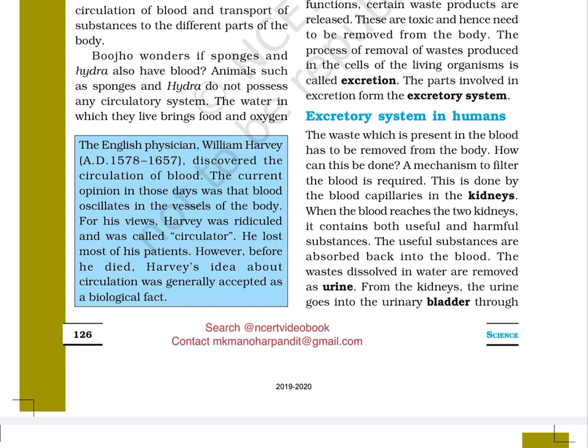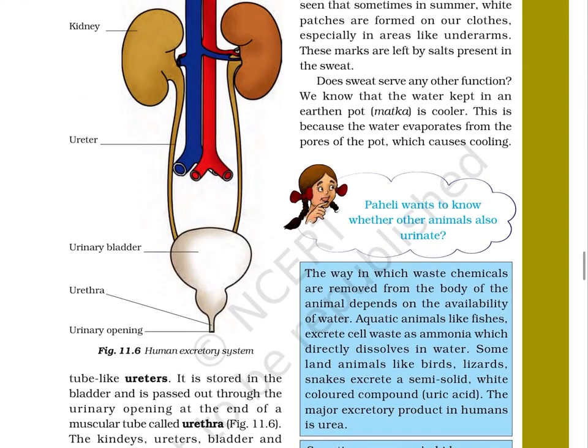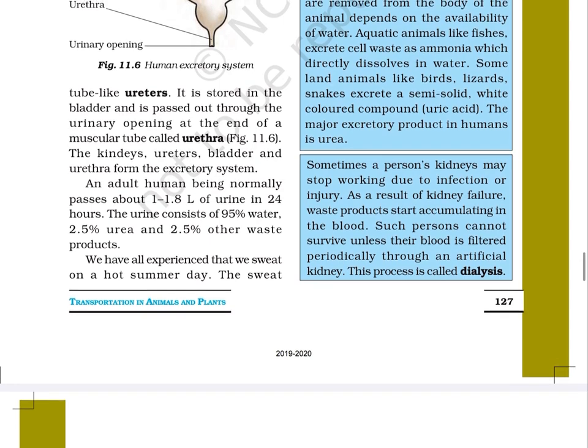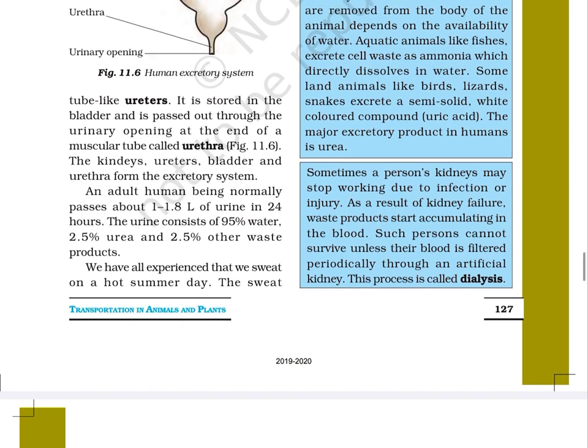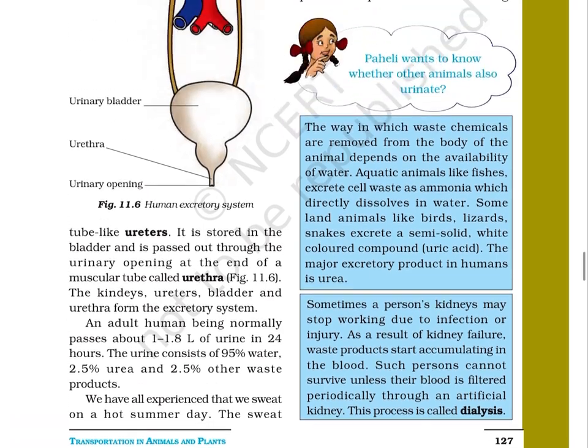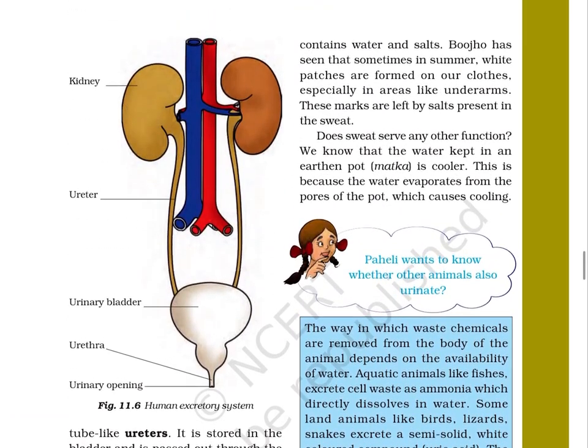From the kidneys, the urine goes into the urinary bladder through tube-like ureters. It is stored in the bladder and is passed out through the urinary opening at the end of a muscular tube called urethra. You can observe this in figure 11.6. The kidneys, ureters, bladder and urethra form the excretory system. Page 127. Figure 11.6 Human excretory system.